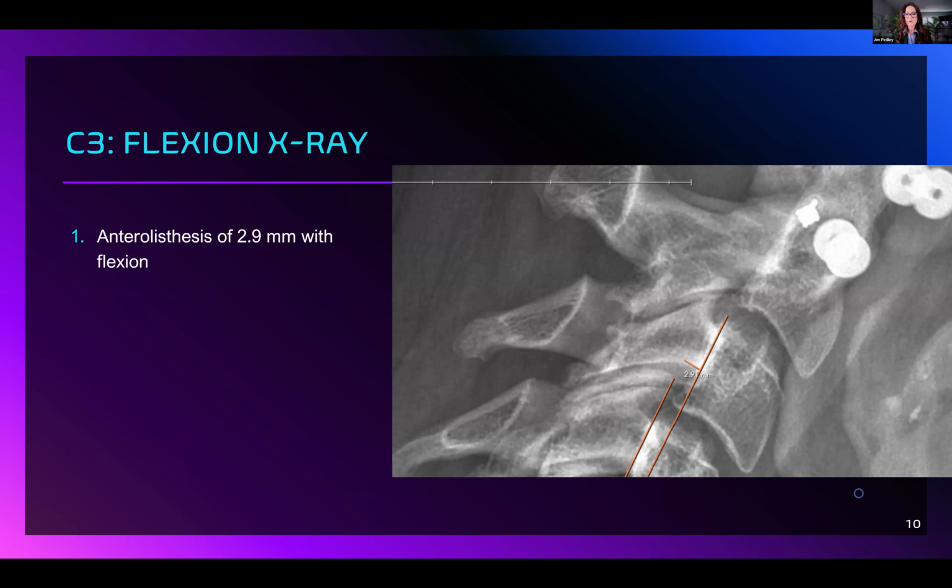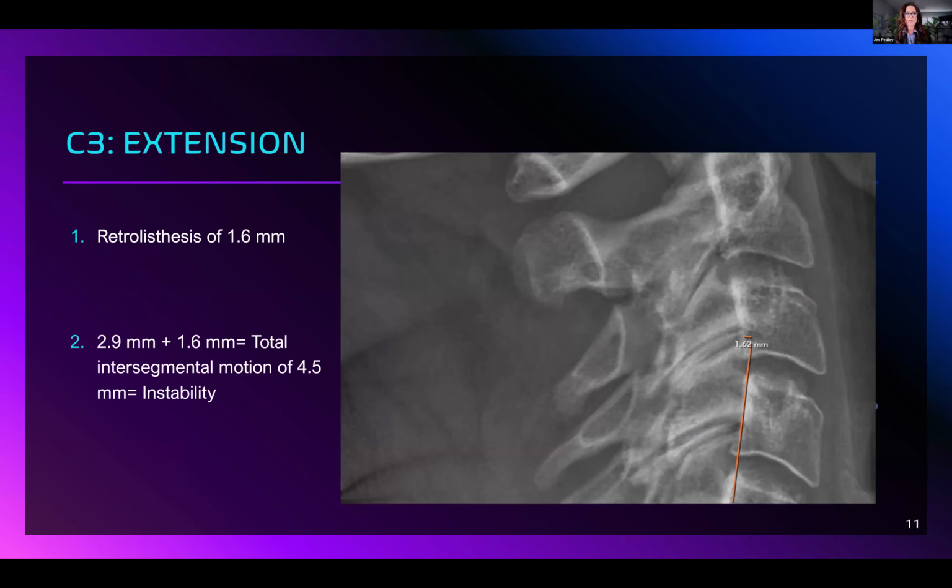This is our measurement for anterolisthesis, or that translation that has gone anteriorly, about 2.9 millimeters. And with the extension it's going to be 1.6 millimeters. As you can see here, if we add those values up, it's going to be greater than 3.5 millimeters. Sometimes some radiologists just eyeball this and say, oh, it's just a little bit of wiggle, a little bit going backwards and a little bit forward. But when you actually sit down and draw these lines, you're like, whoa, wait, this is something.